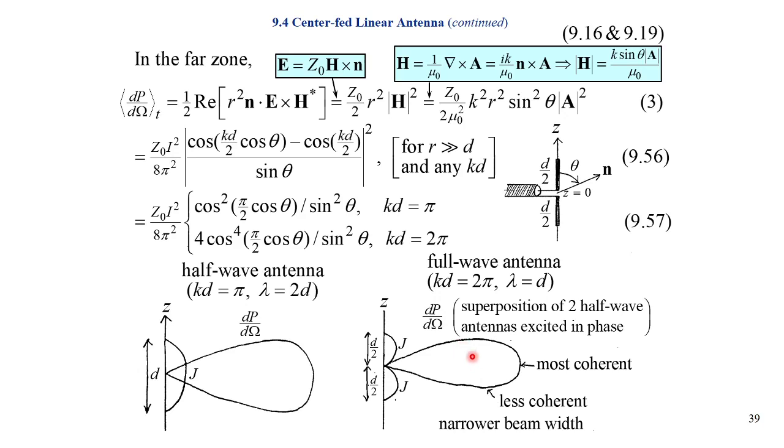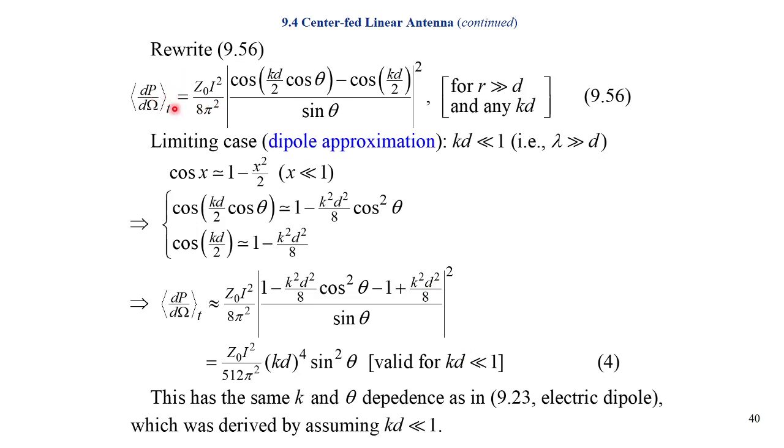Okay, next one. So let me write it again. This is equation 9.56 without any approximation, without two special cases, no special case. But we will consider the limiting case. That's dipole approximation. That is kd is smaller than 1. We don't have to make this assumption until now. Just consider wavelength is much greater than the physical dimension of the dipole. So cosine theta, very small, cosine x equals 1 minus x squared over 2 for this case. Because this one is small, so this one is very small. Cosine kd over 2, we can write into this form. And this is very small, so we just write into here.